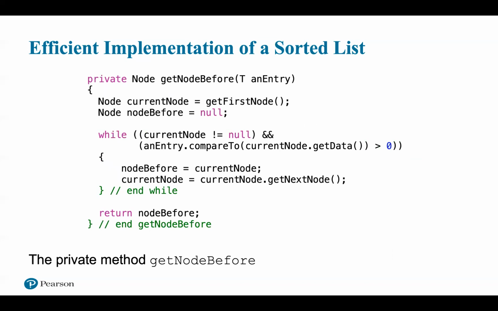What about the private method getNodeBefore? We still need to implement the private method getNodeBefore. The implementation is like the one given in Segment 17.11, but it uses getFirstNode instead of firstNode.